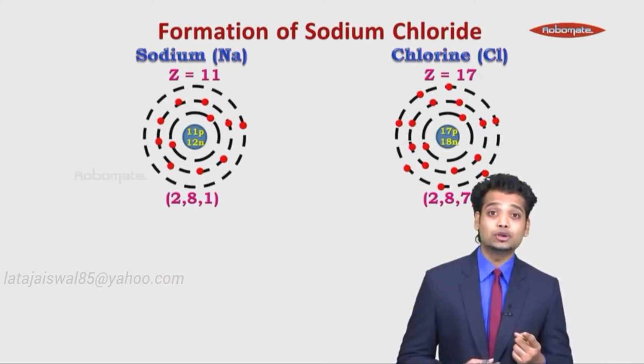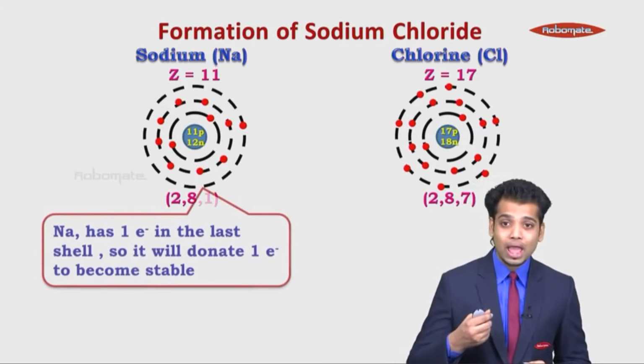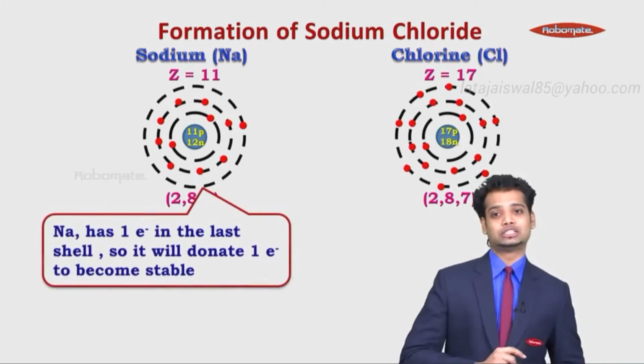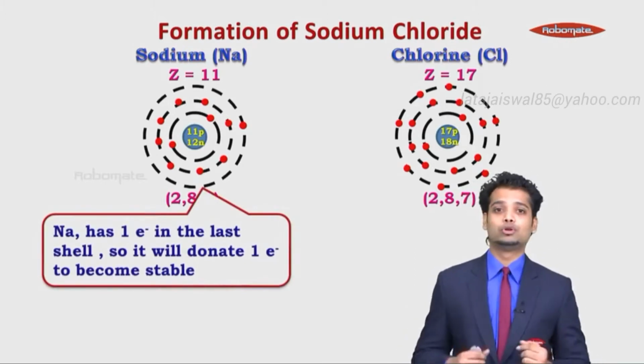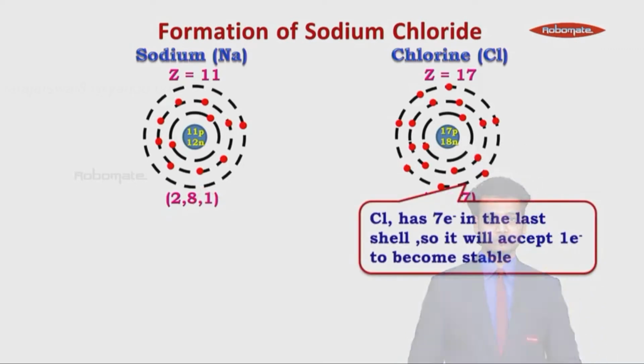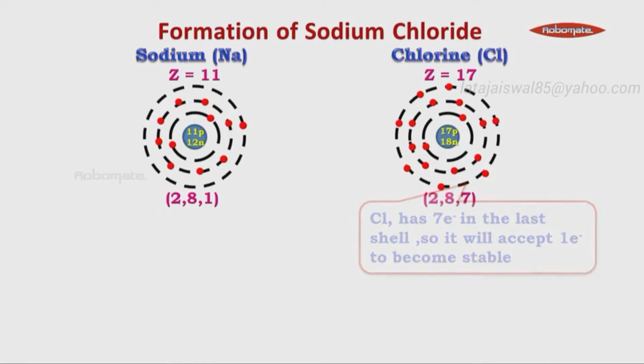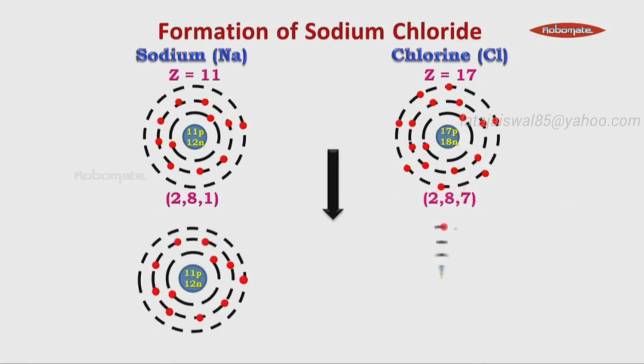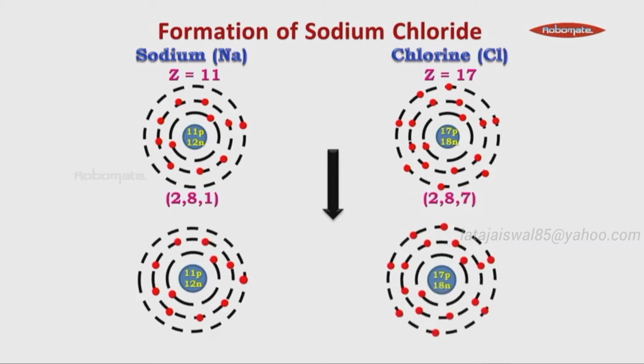So if it gives the electron, it becomes 2, 8. Na has 1 electron in the last shell, so it will donate 1 electron to become stable. Whereas chlorine has 7 electrons in the last shell, so it will accept 1 electron to become stable. Now what happens when they react? Na and Cl. Na is going to donate that 1 electron across to chlorine. Chlorine is going to pull that electron.